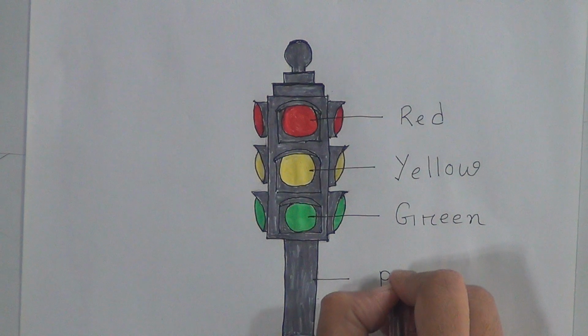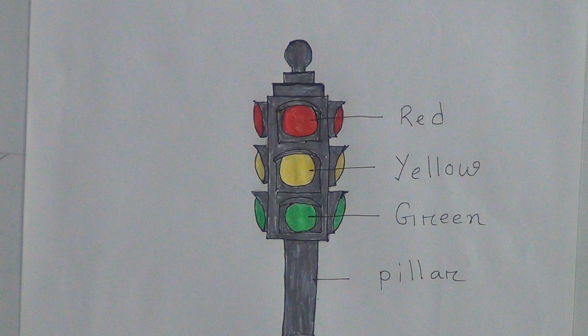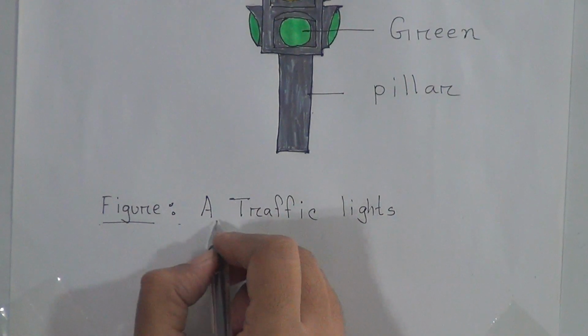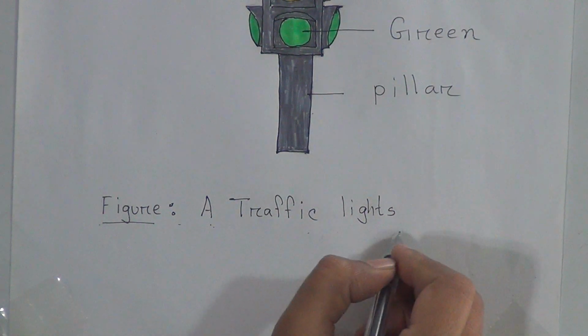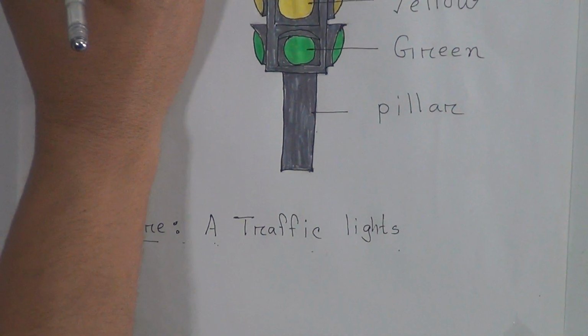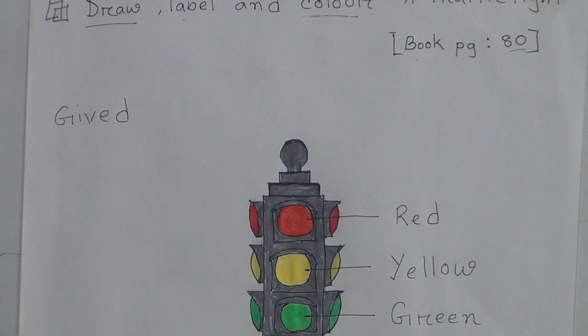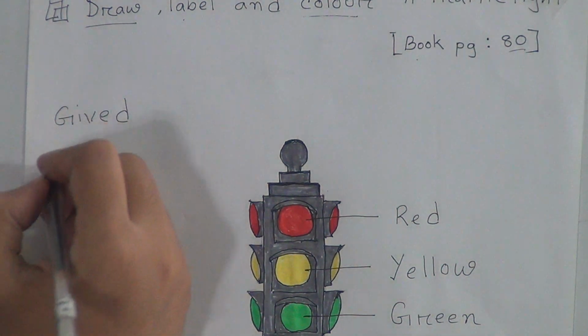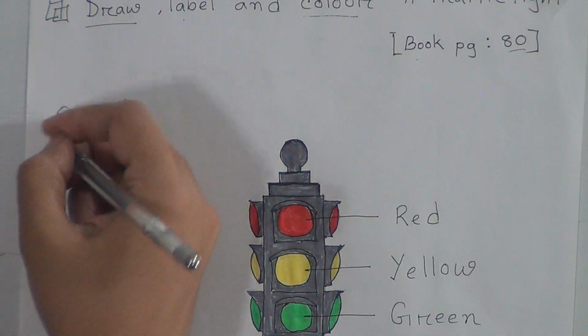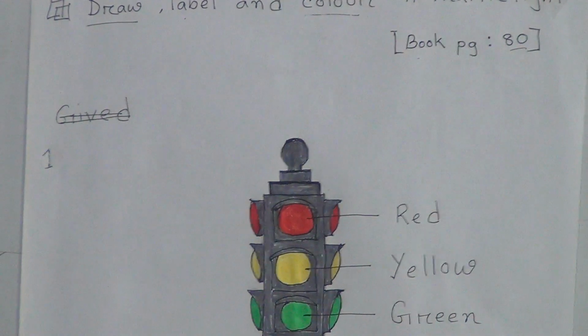This is the pillar. Dear students, then you have to write this one, figure, then you have to give a colon, then you have to write a traffic light. Dear students, I will write here how you will color it. I just follow my one or book's one. First one, sorry, I will write here.